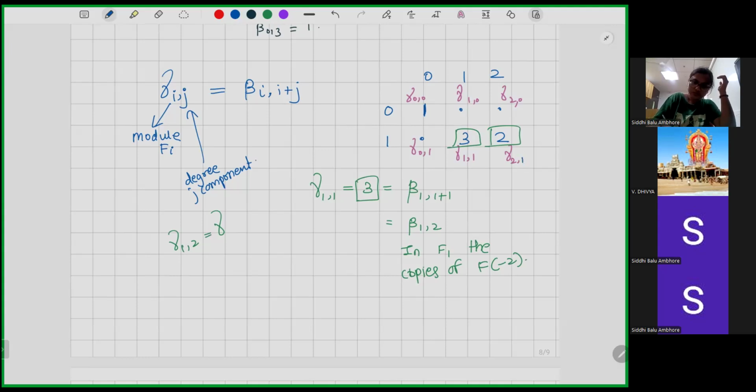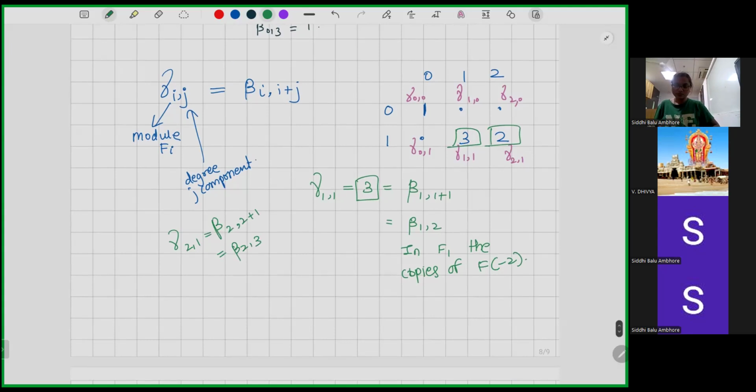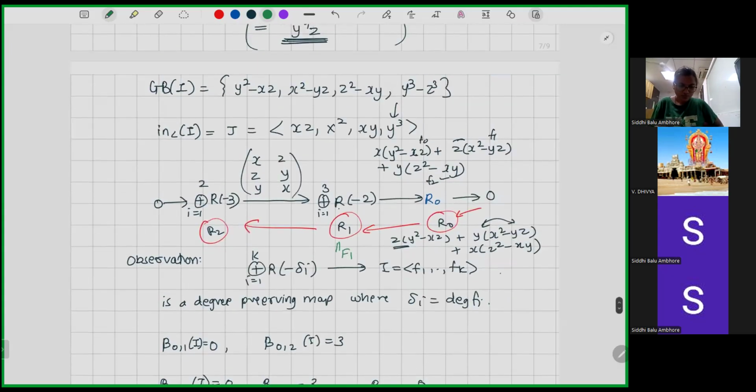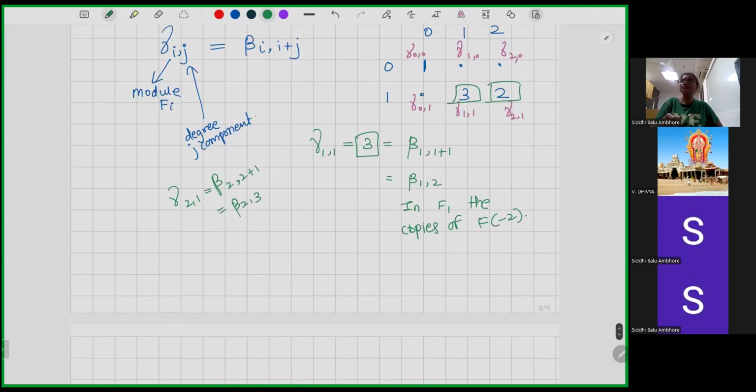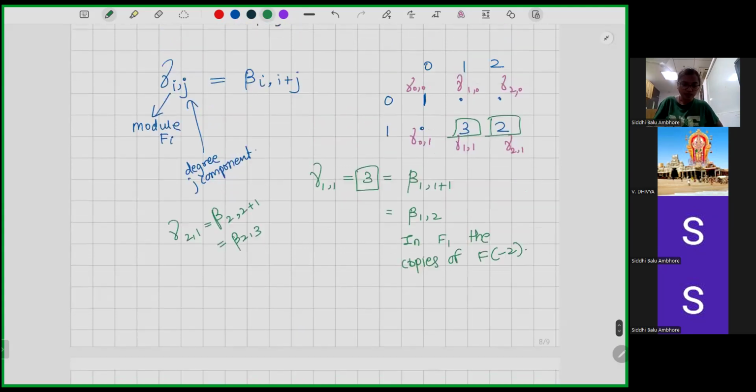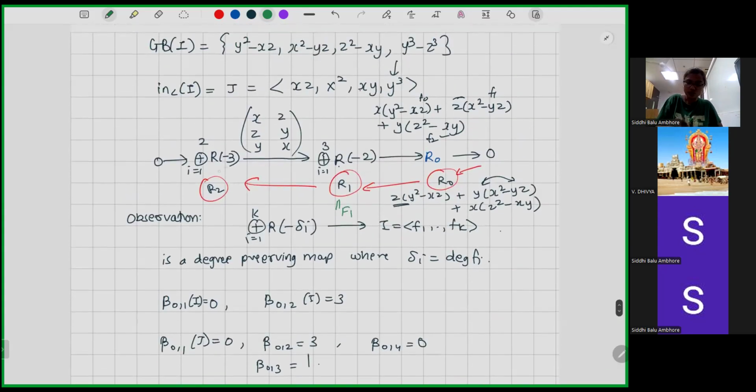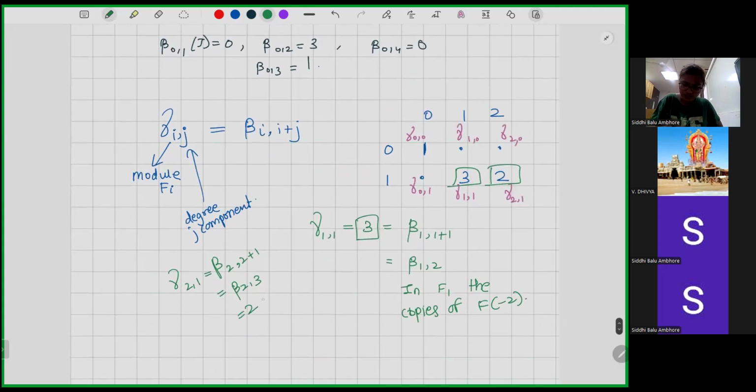Gamma 2 1. So gamma 2 1 here is gamma 2 2 plus beta 2 2 plus 1, beta 2 3. So it is degree 3 terms in beta 2. So how many degree 3 terms are there in beta 2? 2, right? So that's what they're saying here. Is this okay?